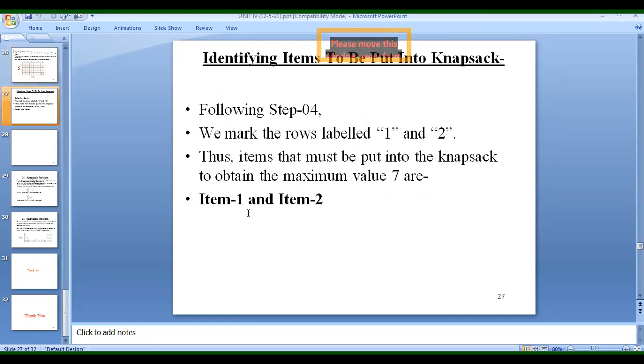So what is the answer? You can place item 1 and item 2 into the bag. When you place item 1, profit is $3. When you place item 2, profit is $4. So $7 profit you will get. Item 1 weight is 2 kg. Item 2 weight is 3 kg. So total 5 kgs. So that is not exceeding the capacity of the bag. So 5 kgs of items you are placing and you will get the $7 profit.